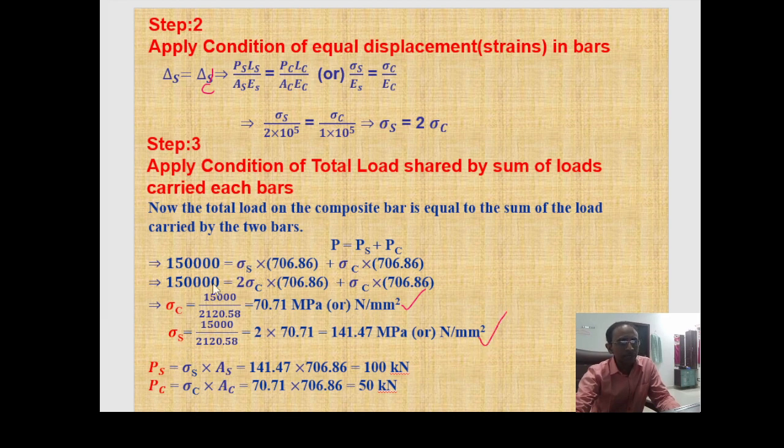Once you got that, you simply multiply with the cross sectional area. You will get the respective load carried by that particular material, namely steel and copper. That's all about the composite section.